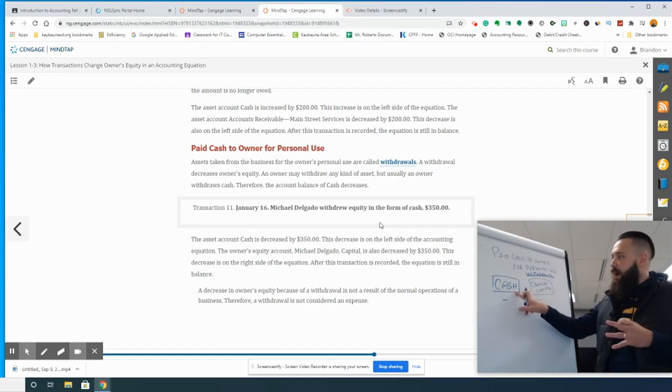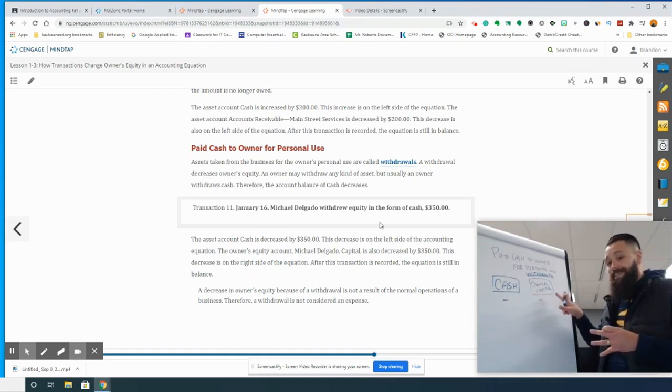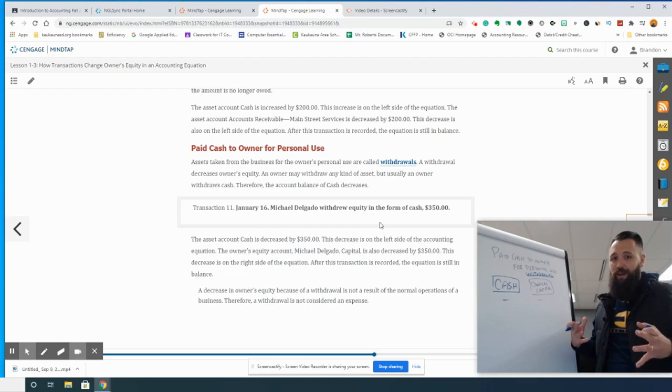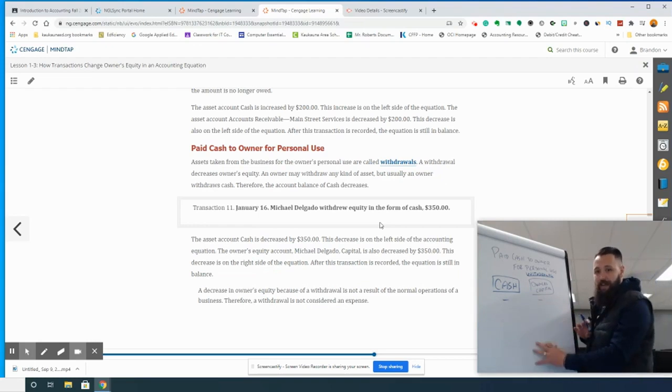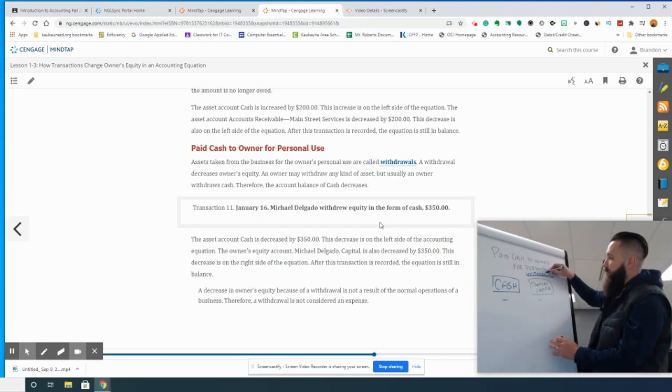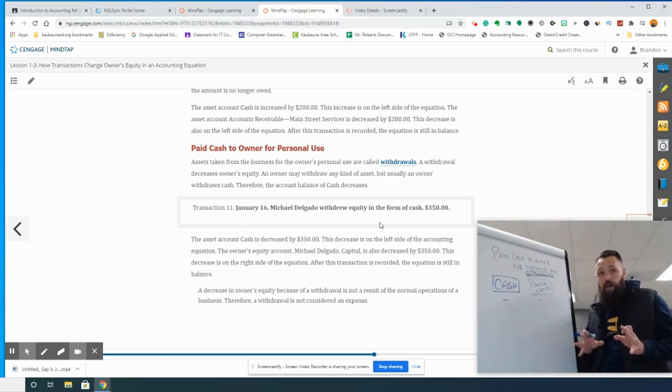So now, because we paid cash to the owner for personal use, cash goes down, and then the stake in the business of the owner actually goes down as well. Is the accounting equation in balance? Yes, it is. And this is a withdrawal. So you're going to need to label a lot of these transactions a revenue, an expense, or a withdrawal. Now, remember, there was one transaction when we received cash on account, and that was none of them. That's not a revenue, an expense, or a withdrawal. That one is none of those other ones.